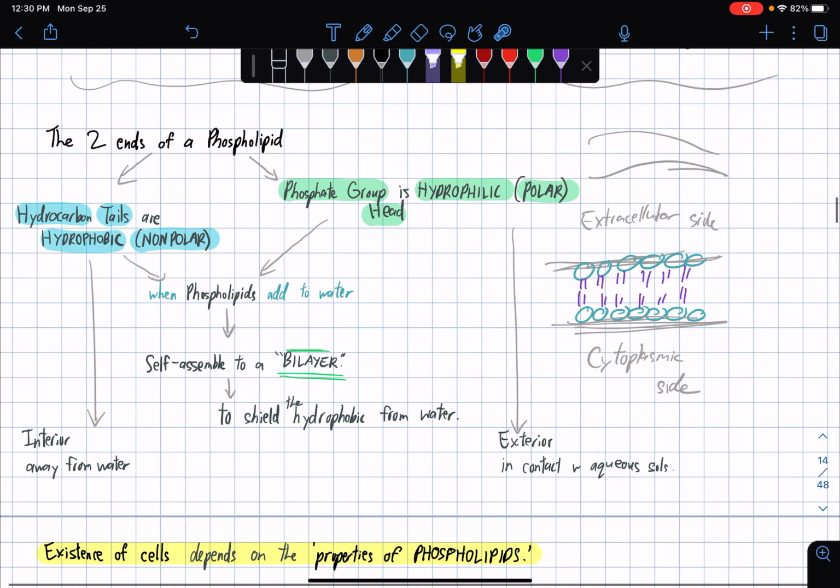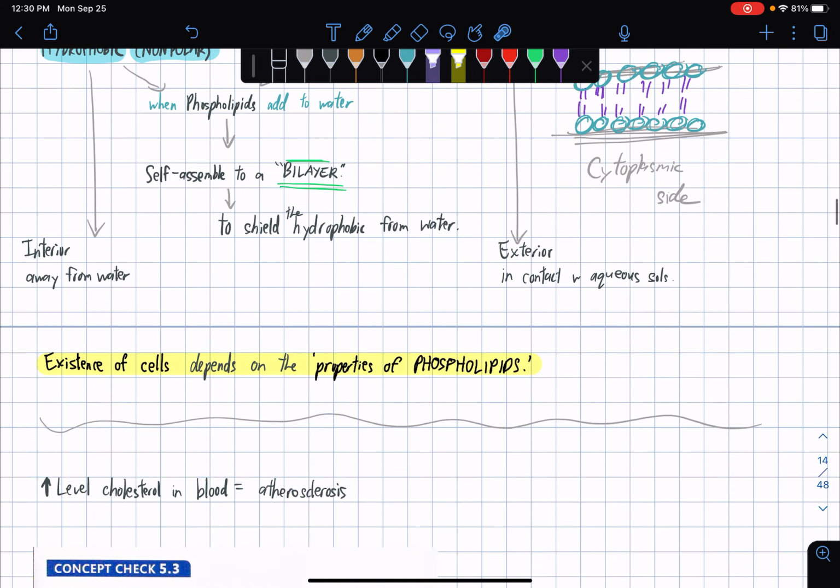So when phospholipids are added to water, this, by the way, is the entire phospholipid bilayer. It comprises the majority of the cell membrane. It self-assembles into a bilayer in the presence of water to shield what is hydrophobic, the purple tails. It basically shields them from the water. What shields them? The hydrophilic heads. Heads, I mean circles. So I hope you get the idea. We'll be discussing more about this model later.